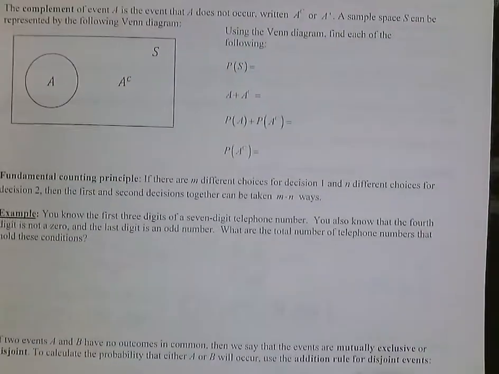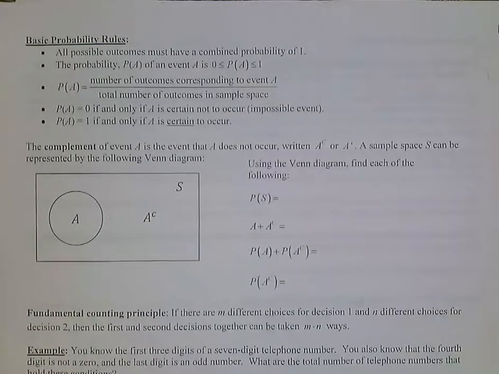So some basic probability rules that you need to be familiar with. First off, all of the possible outcomes have to have a combined probability of 1. If I'm looking at every possible outcome, the probability of one of those outcomes happening has to be 100%. So that's what we mean when we say that the combined probability has to be 1.